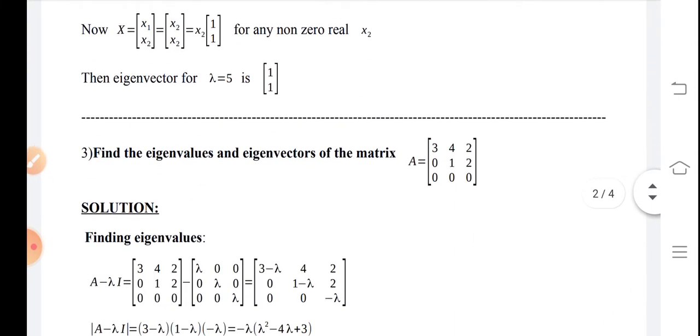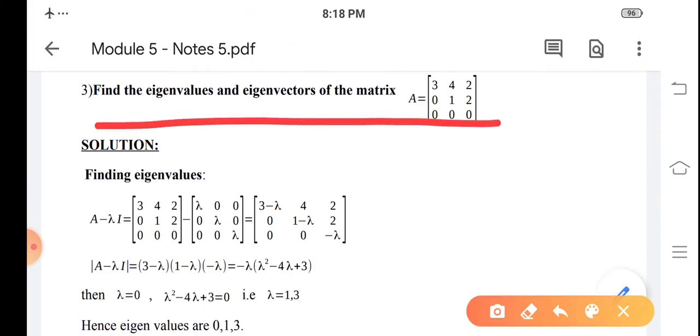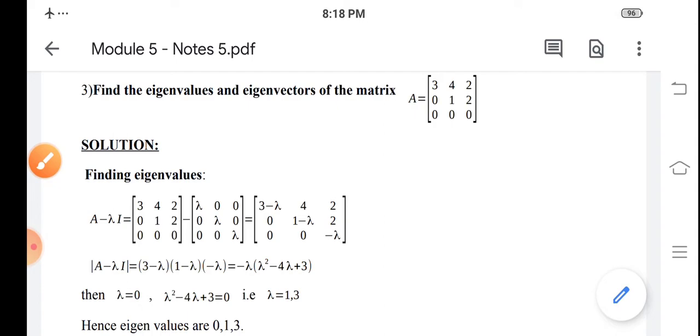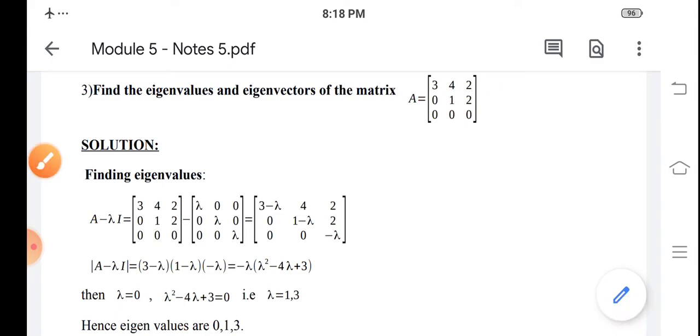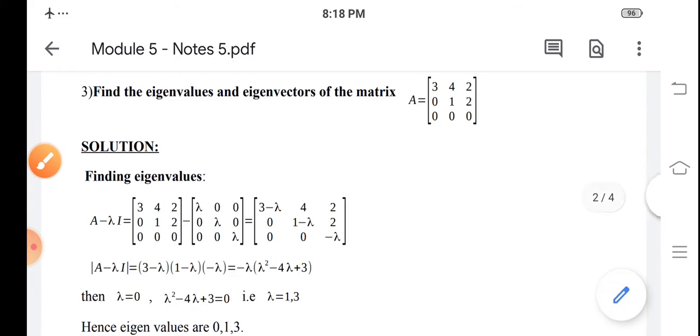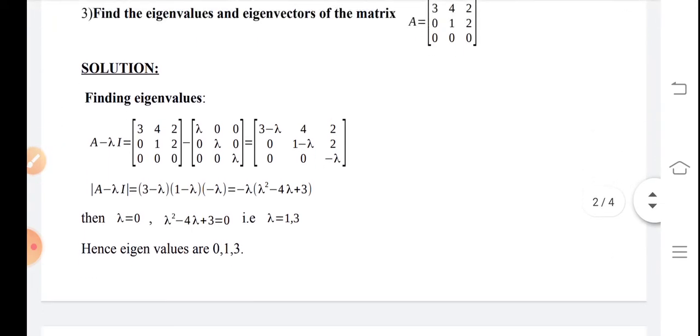Let us work out one more problem. Question number 3. Find the eigenvalues and eigenvectors of the matrix A. Here the given matrix is of order 3, a 3 cross 3 matrix. First row 3, 4, 2. Second row 0, 1, 2. Third row, all the entries are zeros: 0, 0, 0. First we will find the eigenvalues.